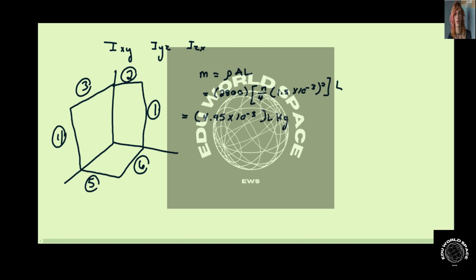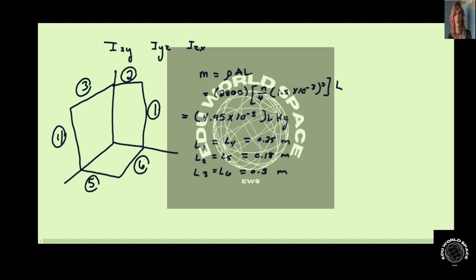I did that on purpose. So L1, L2, and L3. L3 is going to equal L6, L2 is going to equal L5, and L1 is going to equal L4, and those are 0.25, 0.18, and 0.3, and they're all in meters.